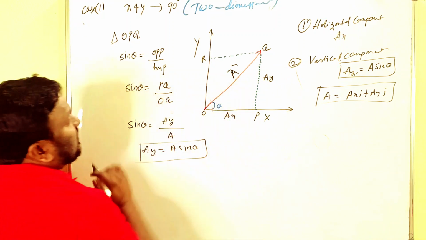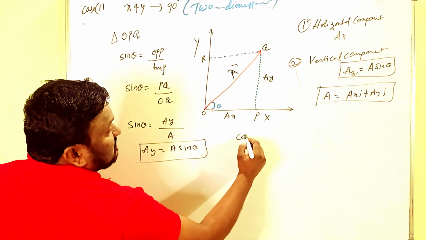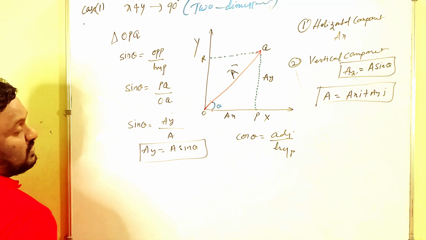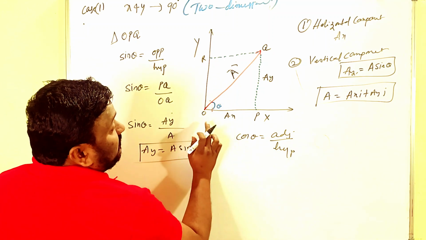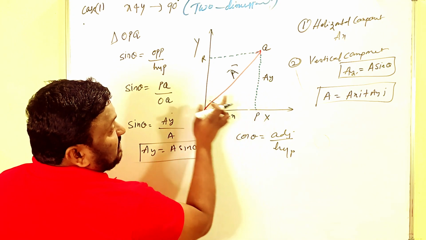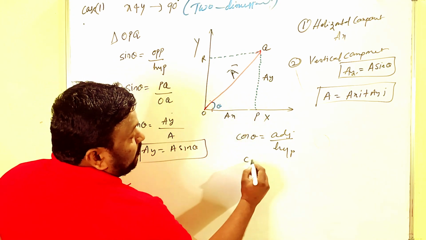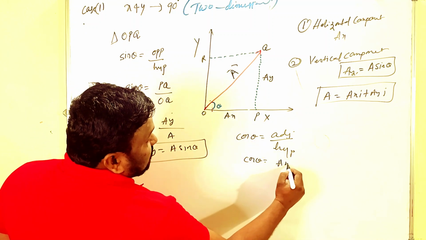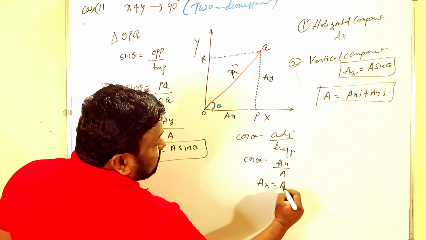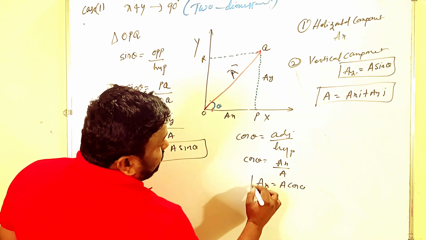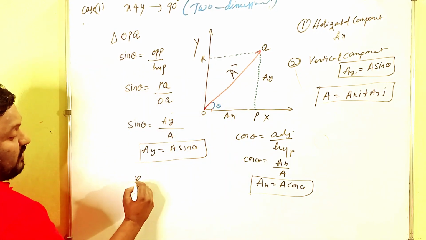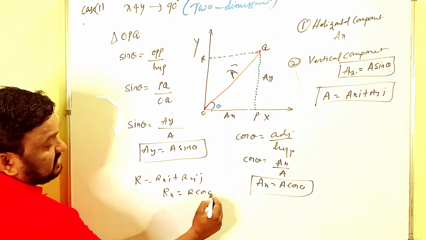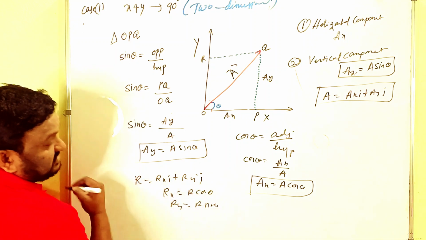And next, from the same figure you will take cos theta. Cos theta is adjacent side by hypotenuse. Here this is the angle and this is the 90, that's why it is the hypotenuse, and this is the adjacent side. Then cos theta is equal to AX by A. Then AX is equal to A cos theta. Clear? If you take the vector R is equal to RX i plus RY j, then you get RX is equal to R cos theta and RY is equal to R sin theta, like that.